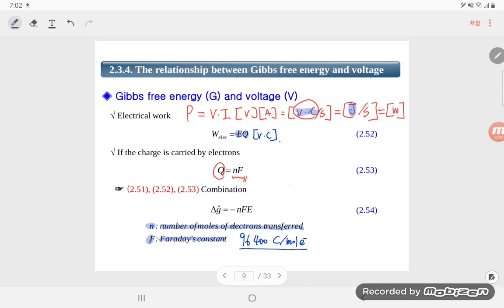If there is H2, we have H2 and it generates 2H plus, protons, and 2 electrons, right? So what is the number of moles of electron with 1 mole of the hydrogen gas? Then 2, right? So n is 2 for the hydrogen fuel cell. Okay, let's write on here.